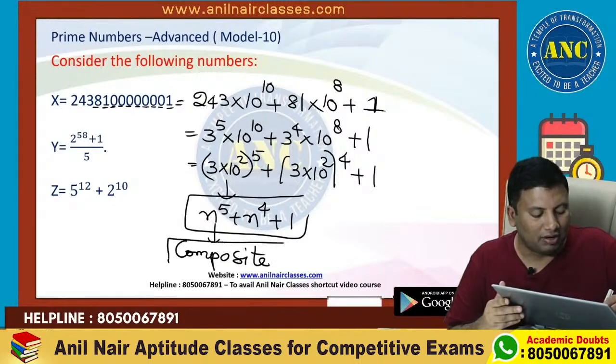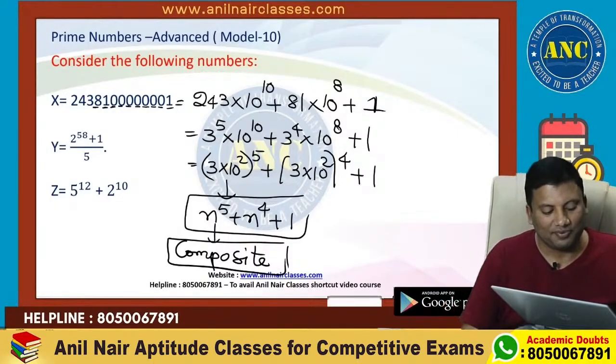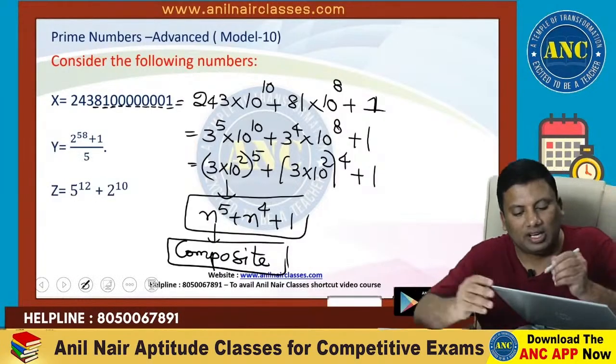See how beautifully the larger numbers can be used to find out whether it is composite or prime. n^5, what is model number 10?